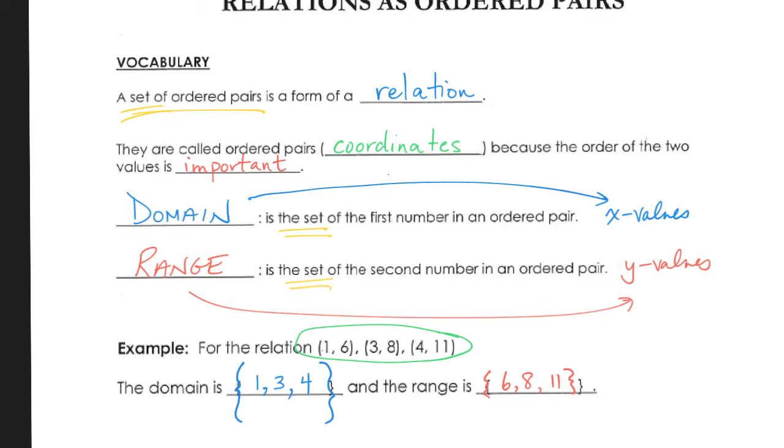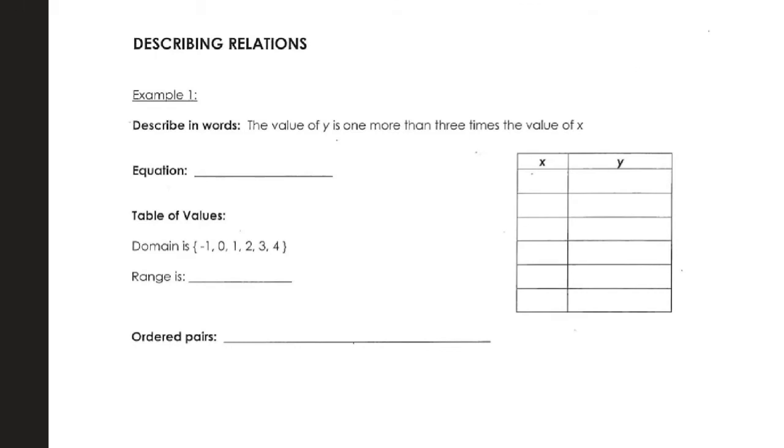Okay, here we go. What we're going to do is walk through how we can describe relations. I want you to notice that in black, you're going to see the 4 ways that we can describe a relation. We can describe it through a process of words. We can describe it as an equation. We can describe it as a set of ordered pairs. And we can describe it as a table of values.